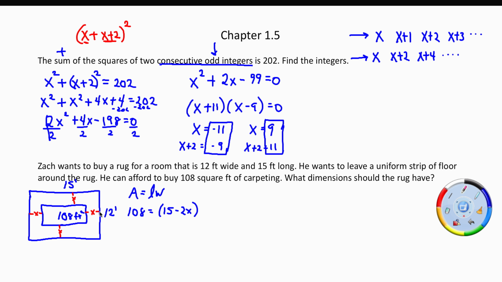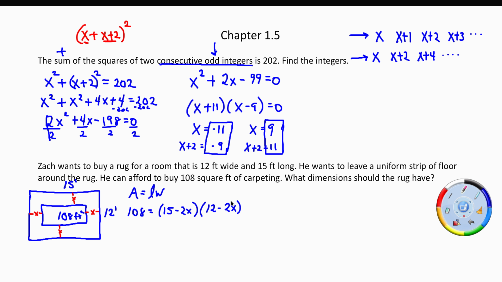So what would the width of the rug be? 12 minus x, or 12 minus 2x. And there I have an equation. Area is length times width. And I know the area of the rug. This would be the length and width of the rug. So I can solve that.